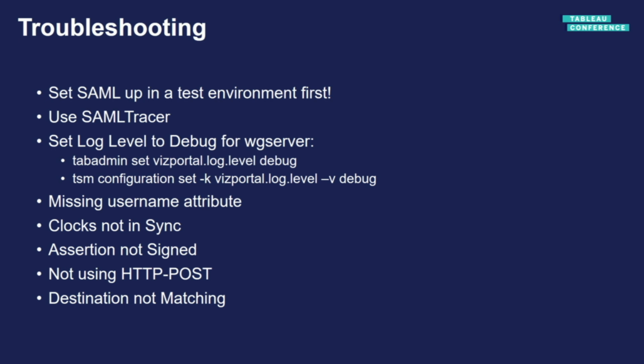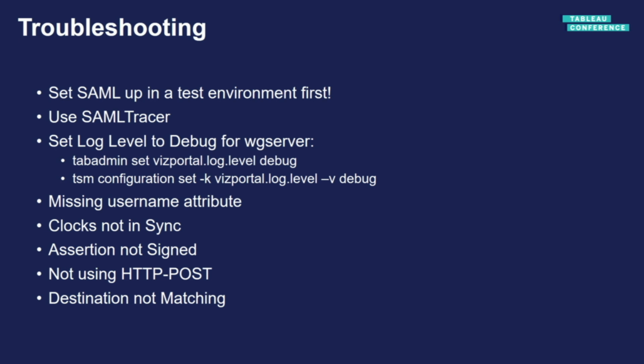You can also enable log level debugging for WG server on Tableau Server if you have, and you can use tab admin or TSM commands depending on what version you're on. Just keep in mind that once you're done with the debugging, do disable the logging as well. Revert it back. Otherwise, the log file continues to grow.